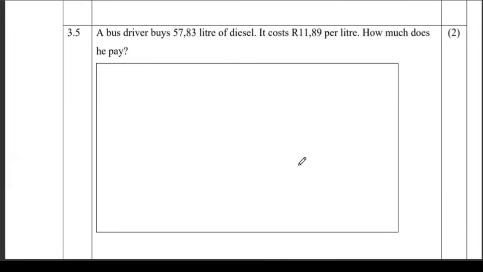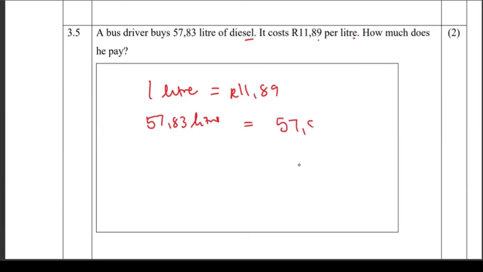3.5, a bus driver buys this much of diesel. It costs this much per liter. How much does he pay? So if 1 liter is 11.89, how about 57.83 liters? It's going to be 57.83 times 11.89. Okay.